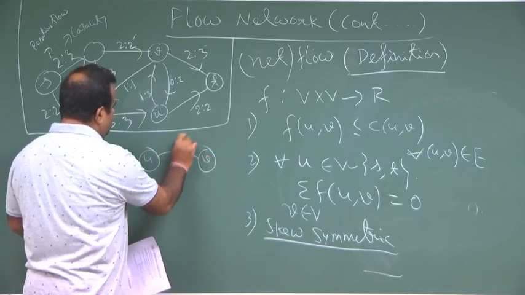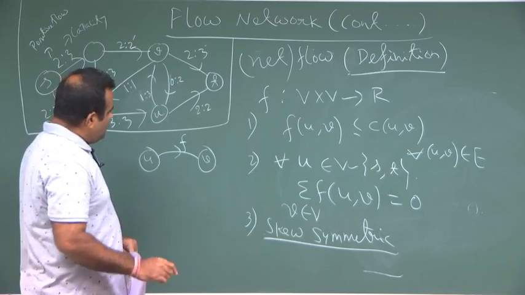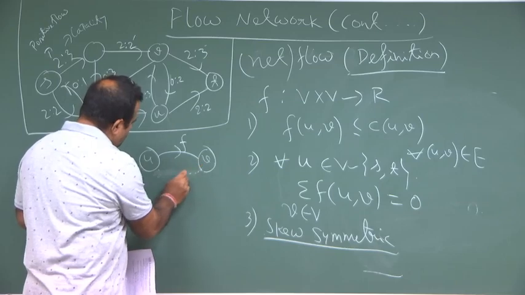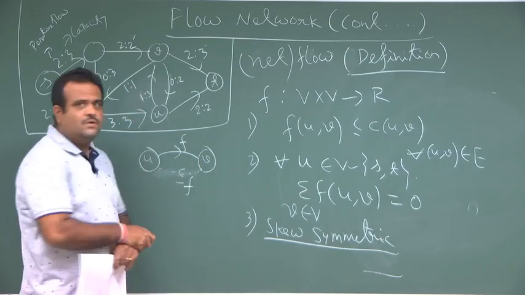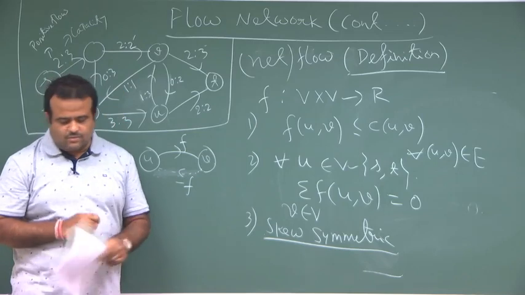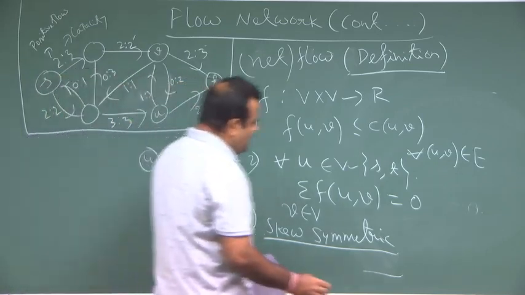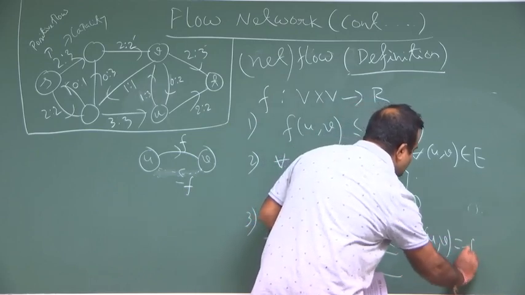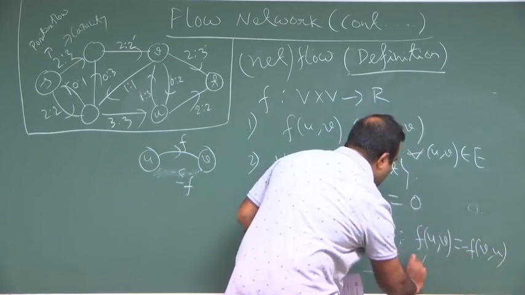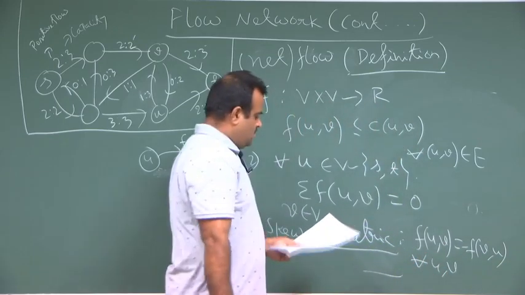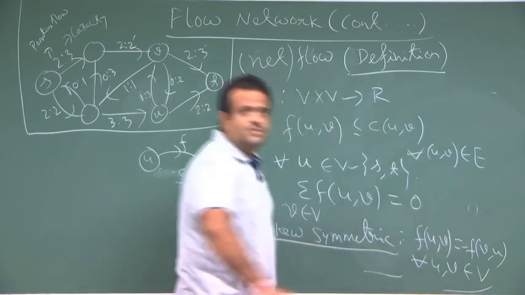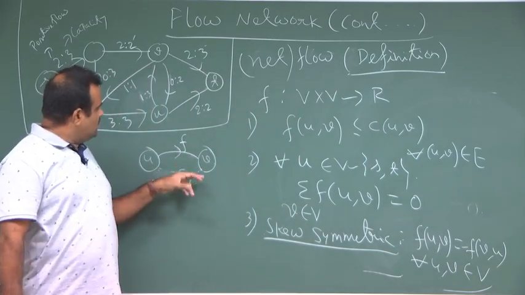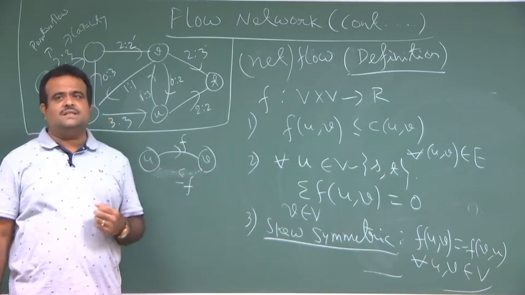If there is a flow f from u to v, then there is a negative flow from v to u. This is the skew symmetric property. So, that means f of u v is equal to minus of f of v u for all u, v belonging to V. So, that means if there is a flow, then from the reverse direction it is minus of that.